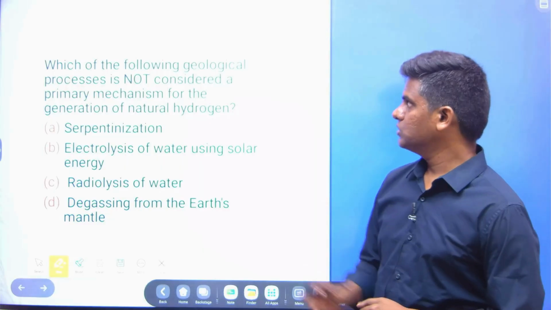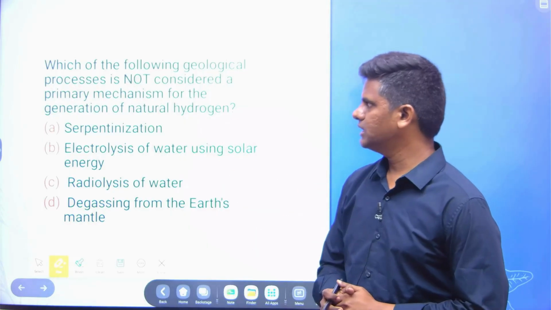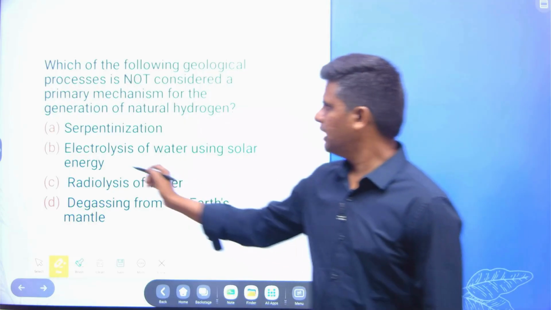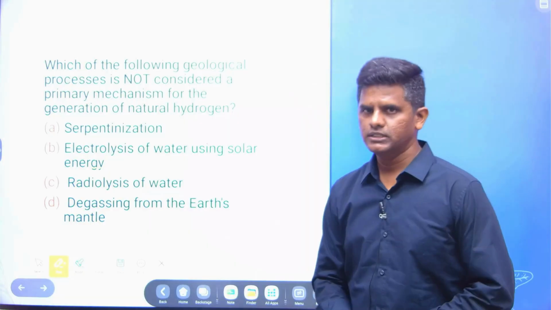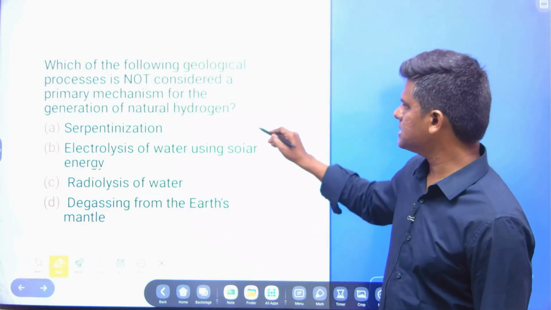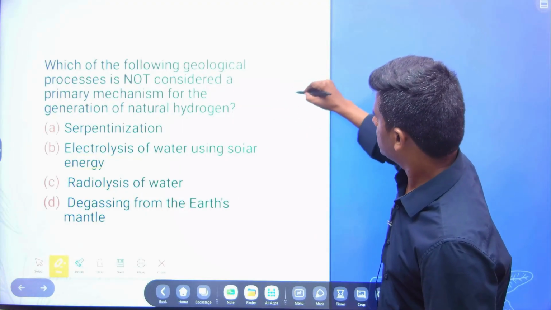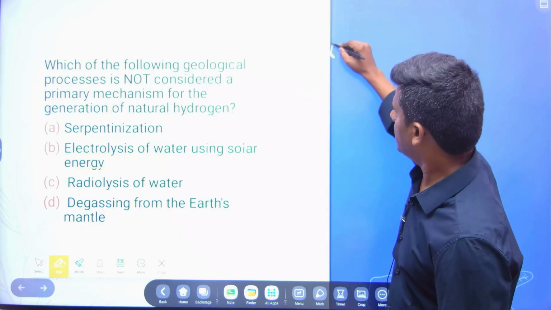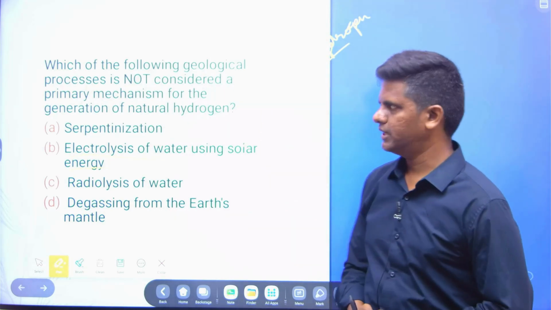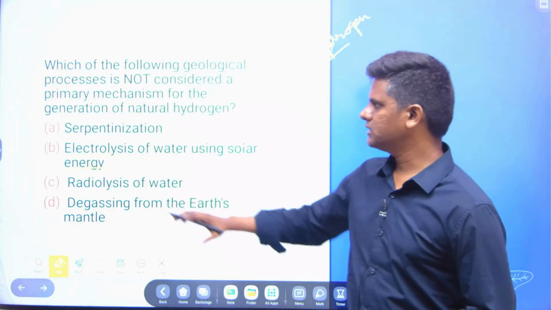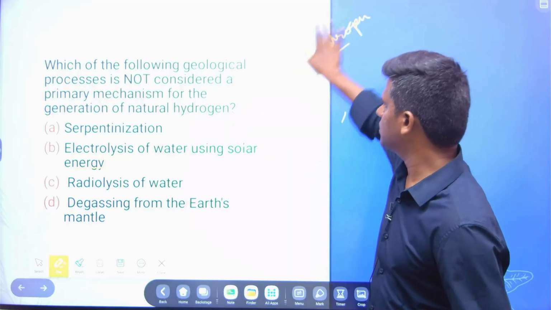So be very careful. So not is used. Which is a process which is not a primary mechanism for the generation of natural hydrogen? The answer is electrolysis of water using solar energy. We have seen in the question before that this is green hydrogen, and the question is about white hydrogen, the natural hydrogen. So all the three other processes are related to the production of natural hydrogen. Let us see what those processes are.